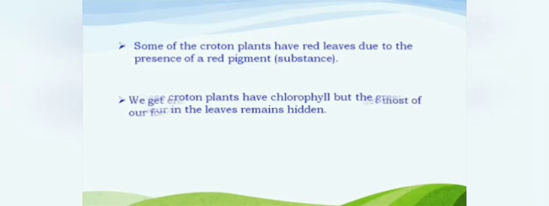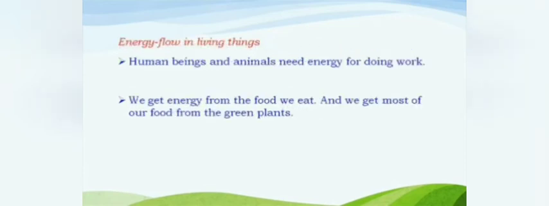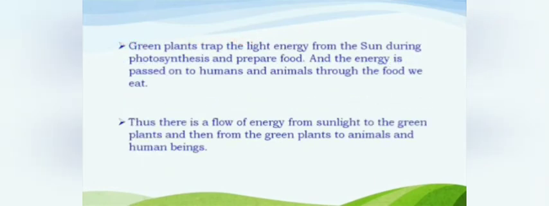Now let us see how the energy flows in living things. Human beings and animals need energy for doing work. We get energy from the food we eat, and we get most of our food from the green plants. Green plants trap the light energy from sun during photosynthesis and prepare food, and the energy is passed on to humans and animals through the food we eat. Thus, there is a flow of energy from sunlight to the green plants and then from the green plants to animals and human beings.